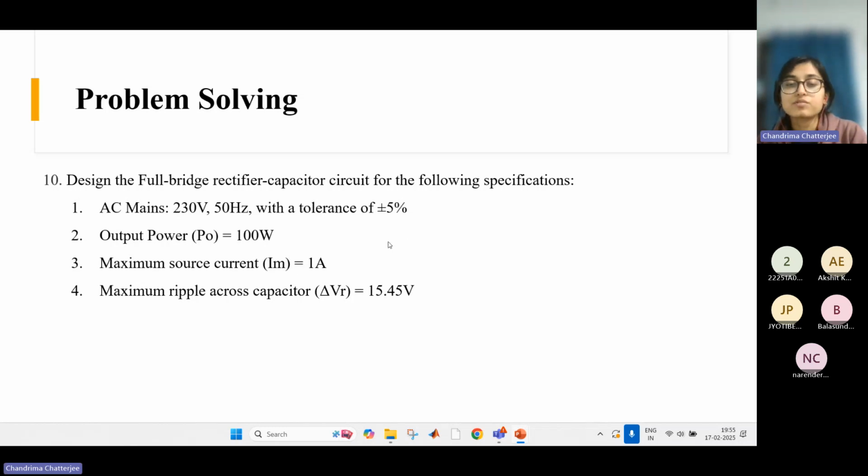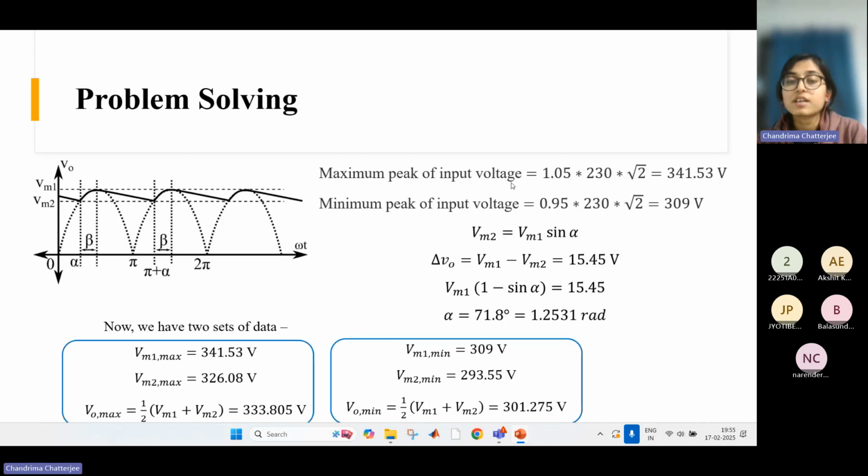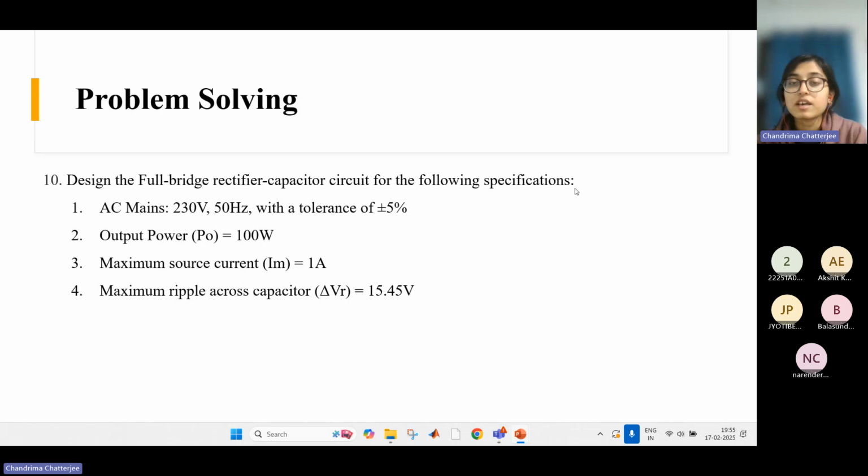First, we will see how we select the capacitor value. That we already saw, how to design the capacitor value. So here they have already given some tolerance, right? Some range, plus minus 5%, okay?